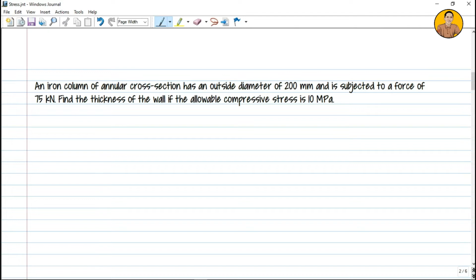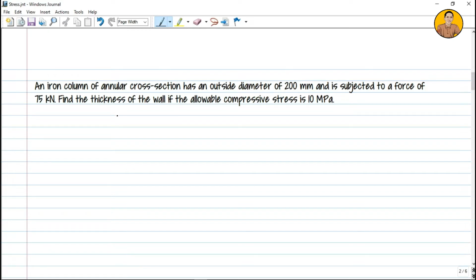So in this next problem, guys, we have an iron column of annular cross section that has an outside diameter of 200 millimeters and is subjected to a force of 75 kilonewtons. Find the thickness of the wall if the allowable compressive stress is 10 megapascal. So sa problem na to, we have here an annular cross section, outside diameter. Ang hinahanap natin, guys, is thickness.